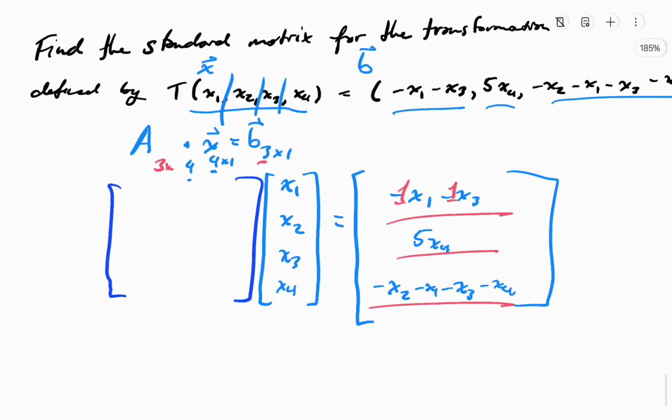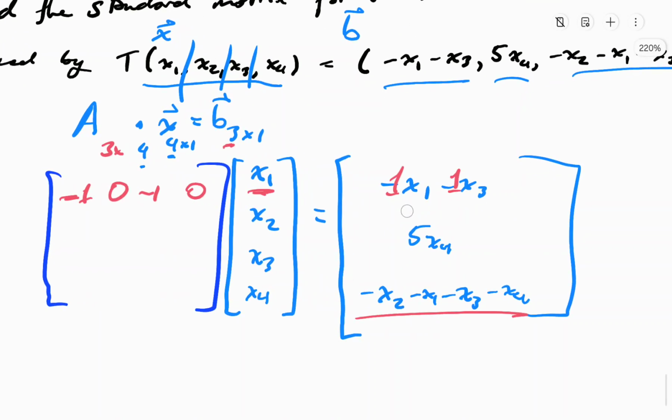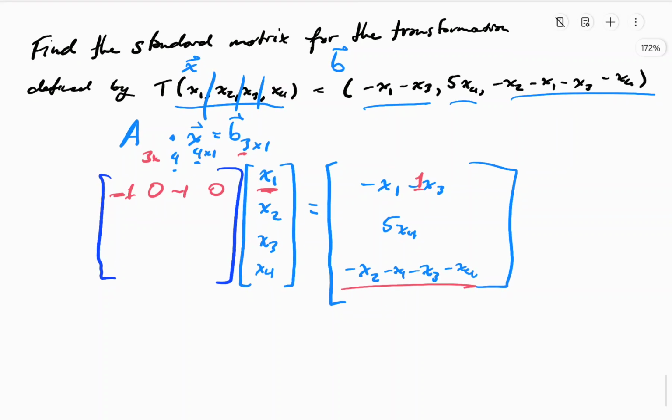So if I multiply the first number here by this number to get an x1 term, I would have a negative 1 here. And then I have no x2 terms, so there'll be a 0 here. I have negative 1 x3, and I have no x4 terms, so that will also be a 0. So hopefully that's understandable. Let's move on to the next one.